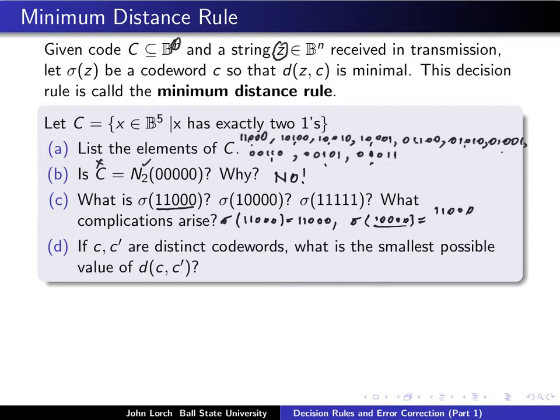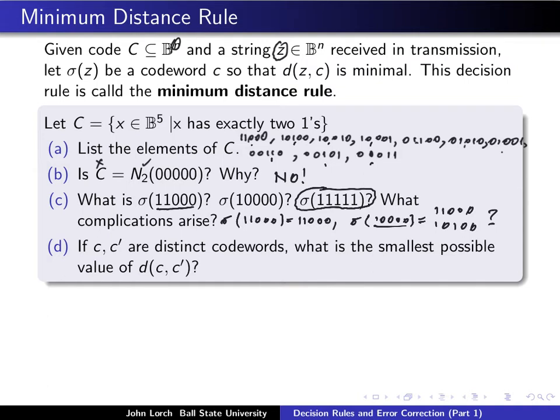But the problem is that there are other code words, like 10100, that are also of distance 1 away from the received string. And so this raises a question. Well, which of those code words, both of which are of distance 1 from the received string, should we choose? So now what you should do is ask yourself what code word or code words are of minimum distance from the received string consisting of all ones.